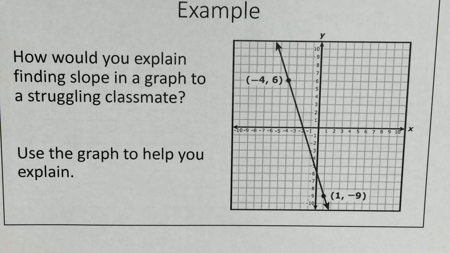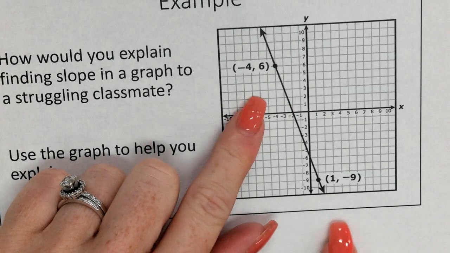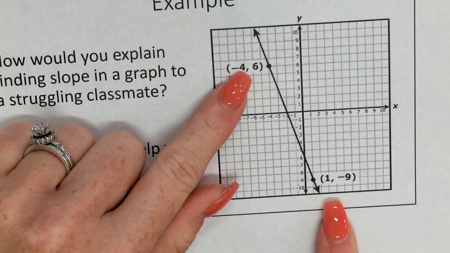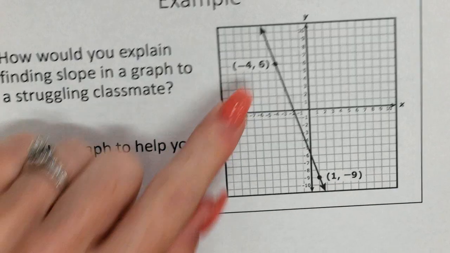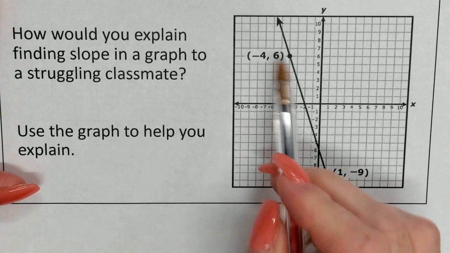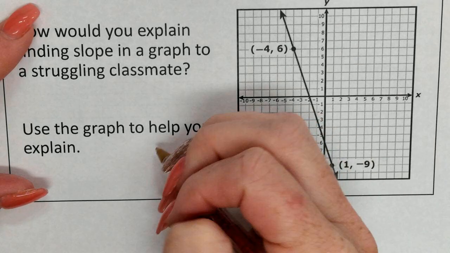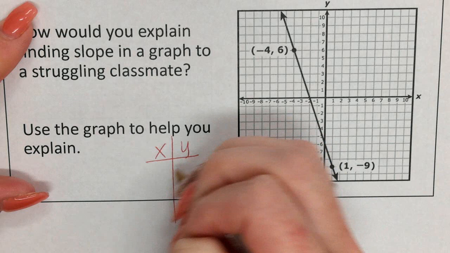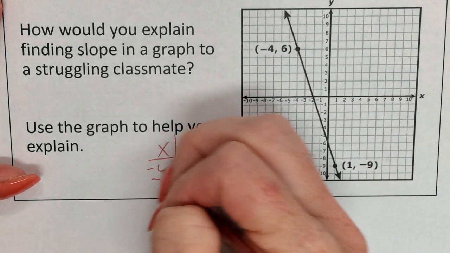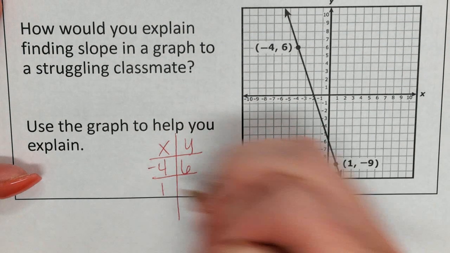How would you explain finding slope of a graph to a struggling classmate? So how would y'all do this one? Would you do rise over run or would you do stat? Why? They gave you 2 points. Now, for a struggling classmate, what would you teach them? Like if they don't understand these points, to make a what? Make a table. Put this point on the table and put this point on the table.